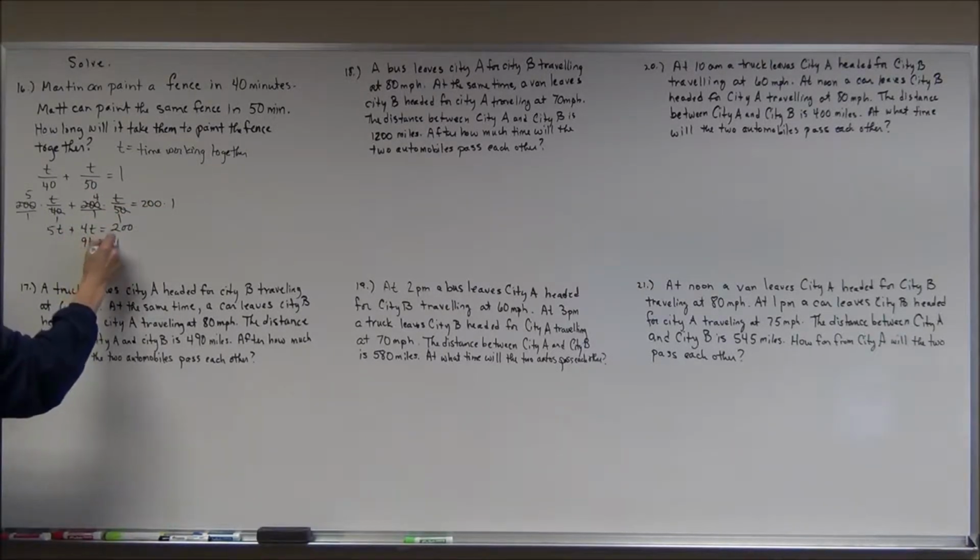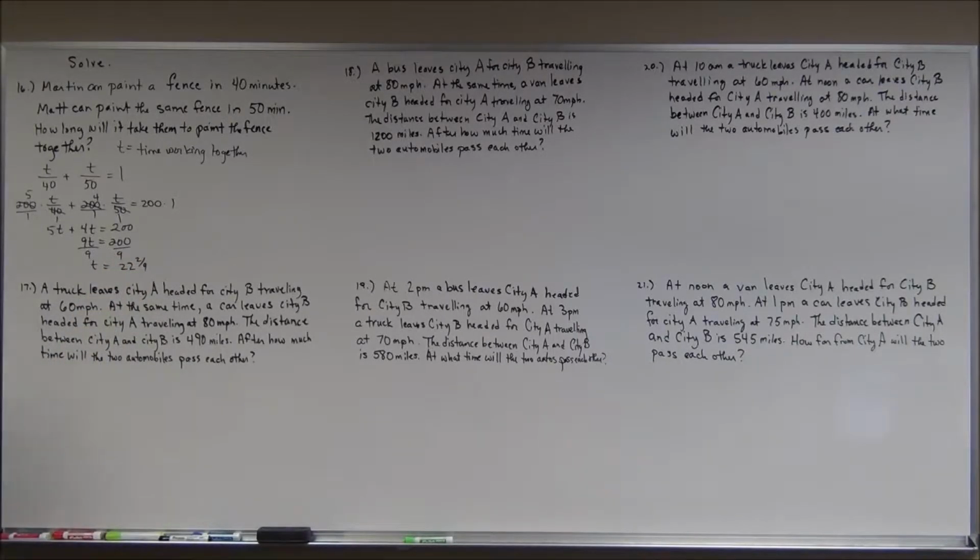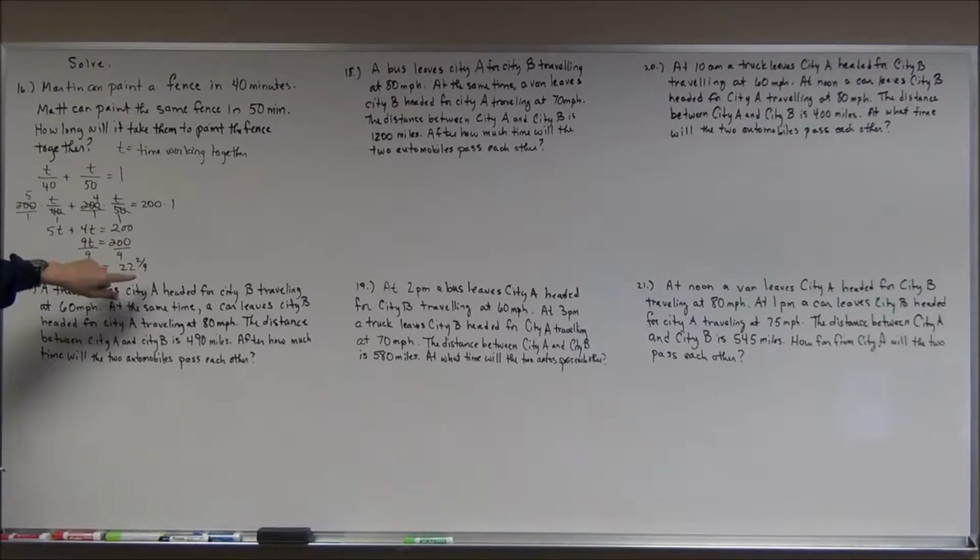9T is equal to 200. Divide by 9. T is equal to 22 and 2/9 if I'm not mistaken. So I just divided 9 into there. I'm not going to write it out as a decimal. I'm going to write it out as a mixed number with a fraction.